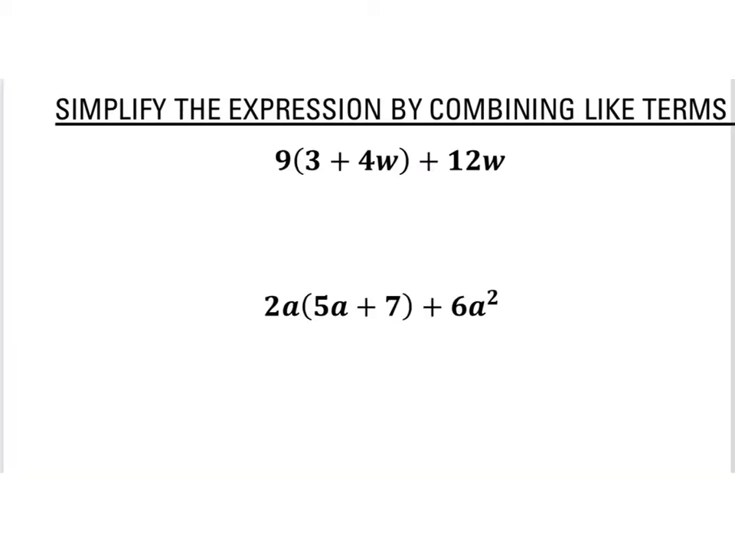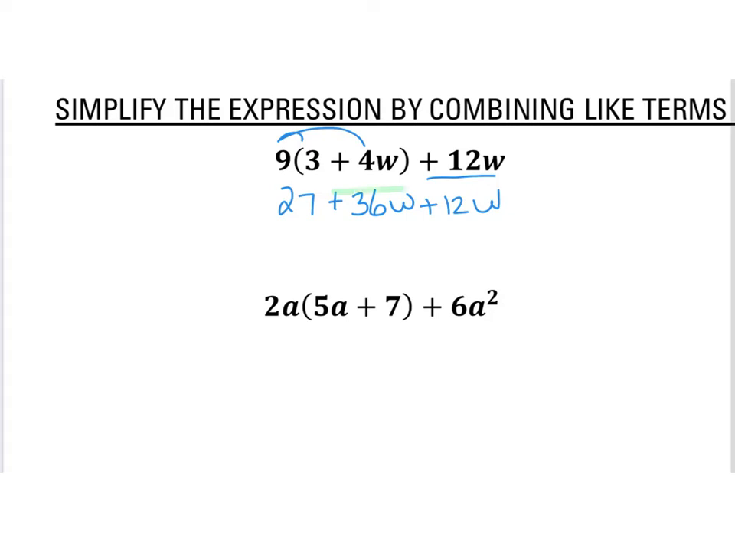All right, now let's take a look at these. These are a little bit different. We've got some parentheses here. So remember, if you have parentheses and a number right outside of it, we are going to distribute, which means to multiply what's on the outside by everything on the inside. So we need to do 9 times 3, which will give us 27, plus 9 times 4w, which will give us 36w. And then since our plus 12w is outside of the parentheses, we're just going to rewrite that and bring it down. And then we will combine like terms.